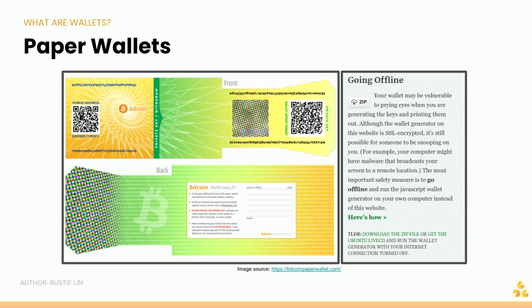We also have paper wallets, and because wallets only really hold your private and public key, you can write them down. What this website will do, I think this is bitcoinpaperwallet.com, is randomly generate a public and private key for you. It'll tell you to disconnect your Wi-Fi, Ethernet, however else you connect to the web, and then it'll generate it for you and provide you with your information.